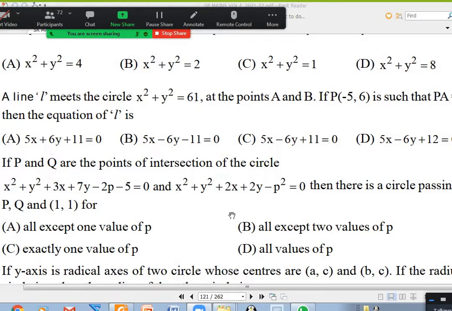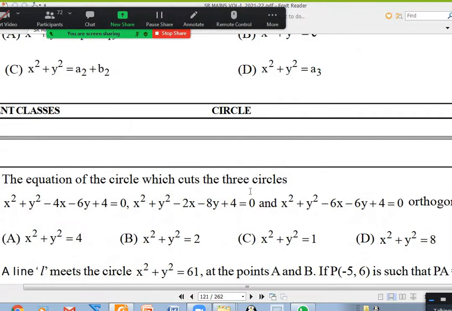Yes. Okay. So here I think after subtracting these two, you get the radical axis. What is the radical axis? x + 5y + p² - 2p - 5 = 0. Substitute (1, 1) and you'll get a quadratic equation. Maybe it's a perfect square, then you'll get only 1 p value. 149. Anybody any doubt?